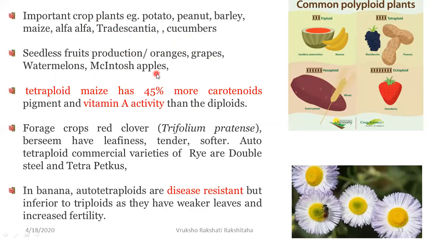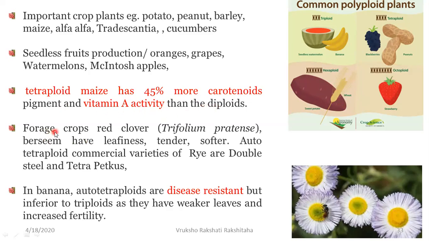Apples are both autotriploids as well as autotetraploids. Similarly, grapes are both autotriploids as well as autotetraploids. You can see over here watermelon, banana, grapes, then groundnuts and strawberries, and this is the sweet potato, which is an autohexaploid. Kindly excuse this wheat. Wheat is an allopolyploid. Tetraploid maize has been found to have more carotenoid pigment, 45% more carotenoid pigment and more vitamin A activity than the diploids.